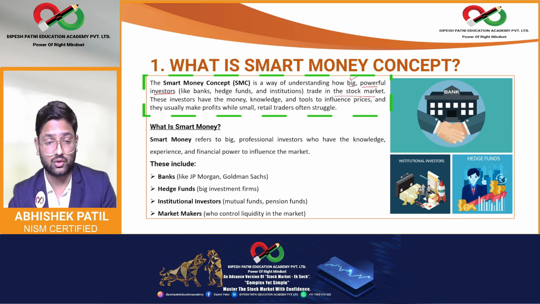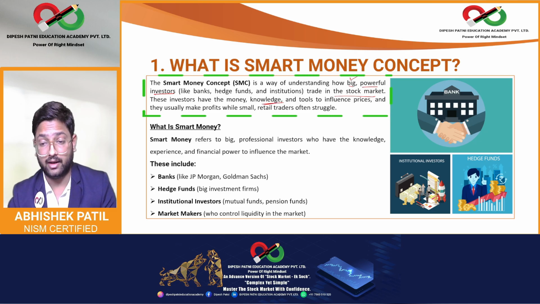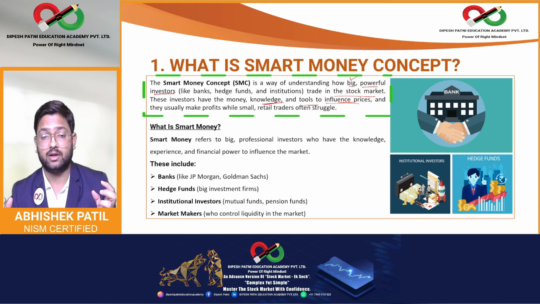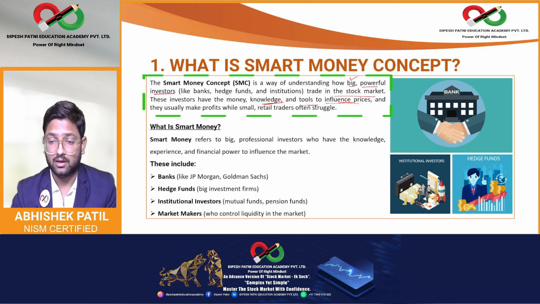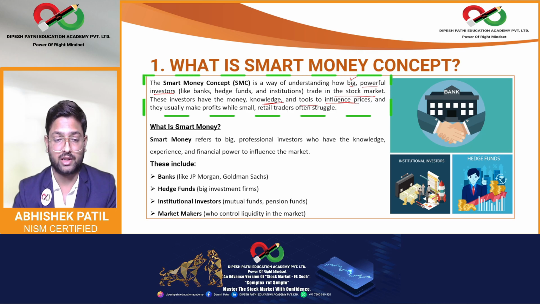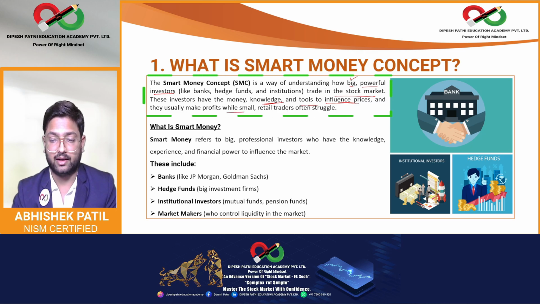Once they come into the market with very huge money, they come with the knowledge and tools to influence the price. Understand, guys, once the smart money comes to the market, they always come with huge money, and they have proper knowledge regarding how the market works. Once you understand the smart money concept clearly, you will be able to understand how the market moves. Once they come, they influence the prices because they have huge money, and they usually make profits while small retail traders often struggle.